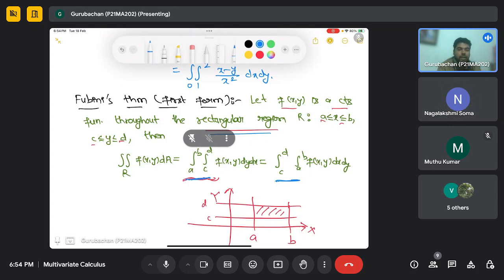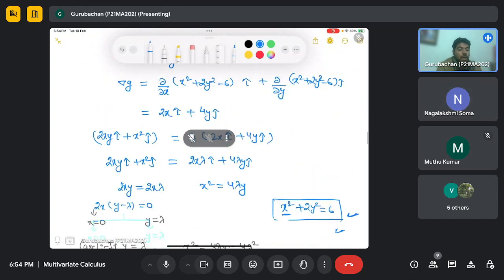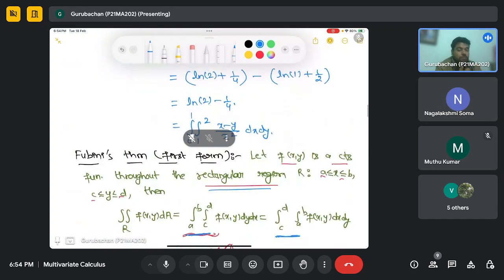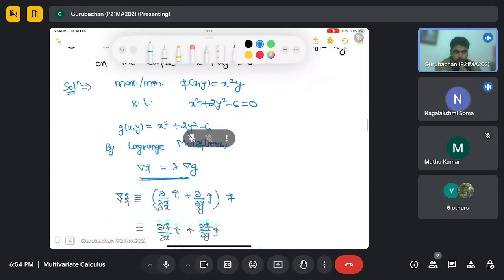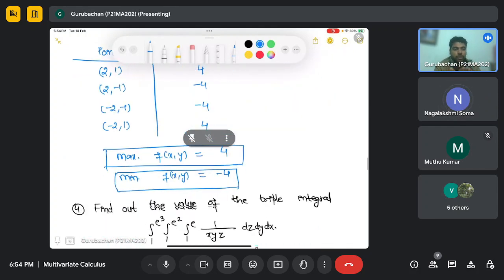In fact, for the n variable also, if the function is continuous and we can set constant limits, then the answer will be the same. But here we can't get the same answer. Why? First of all, I told you that this Fubini theorem is for two variables. For three variables, it might be different. I said that this is a motivation.